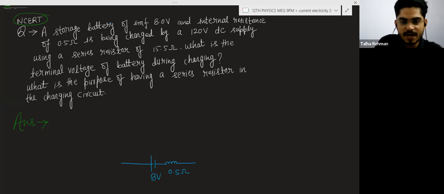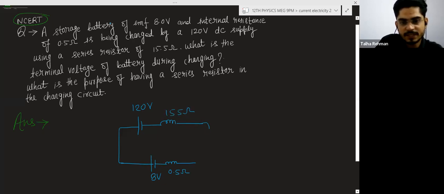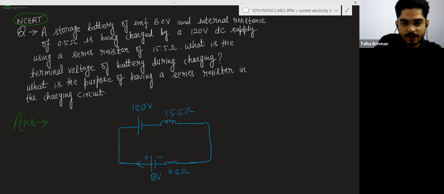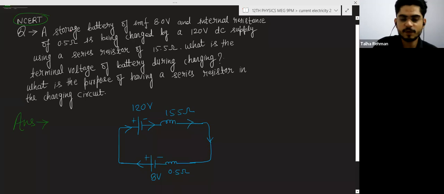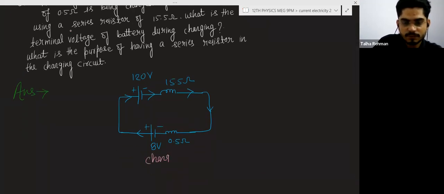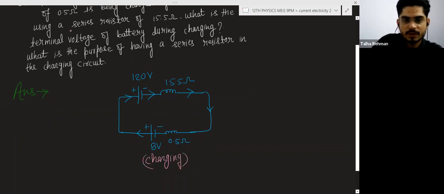And this battery is charged by a battery of 120 volt. And a resistance of 15.5 ohm is connected in series with this battery. So this is charging. So the direction of current will be from the positive terminal like this. And this will be the discharging then. So here the current will be from negative to positive. So what you will say, this 8 volt battery is charging, given in the question. And this is discharging.